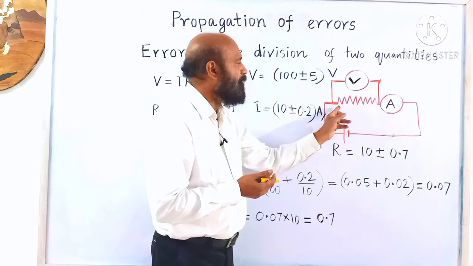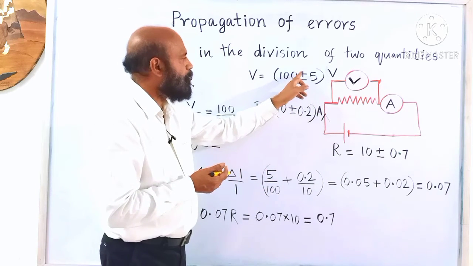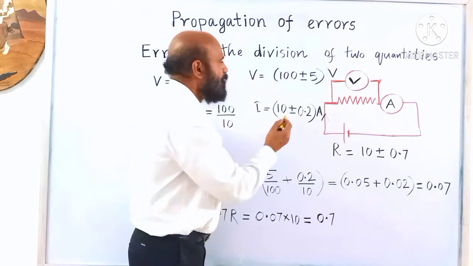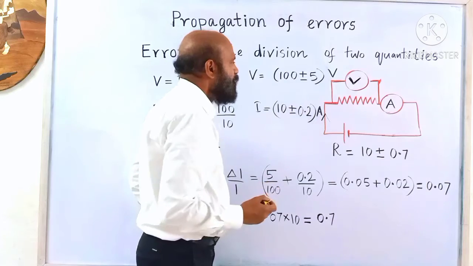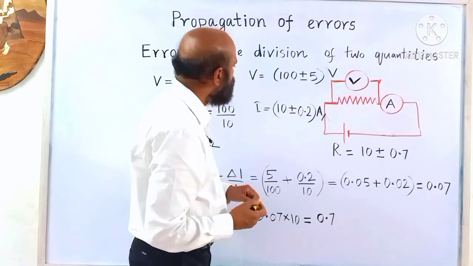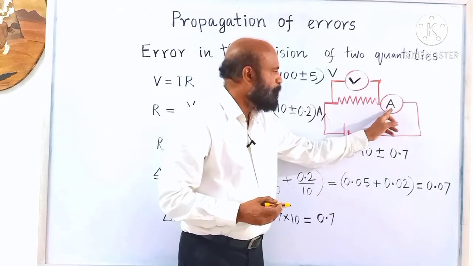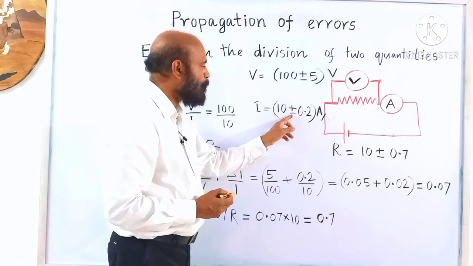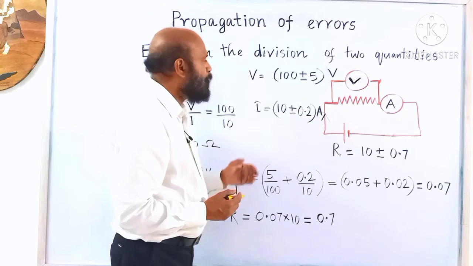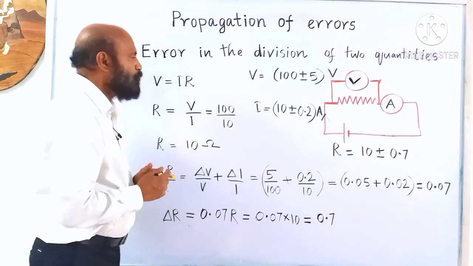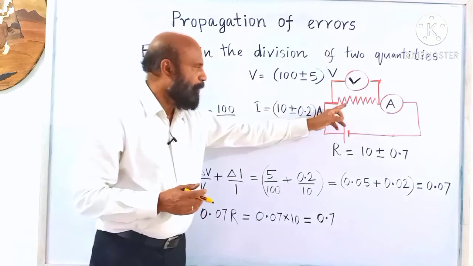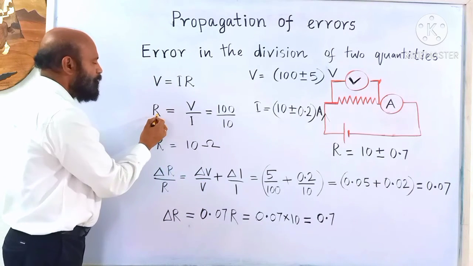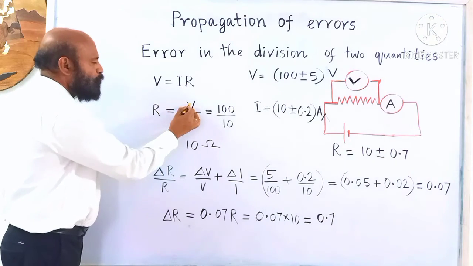Voltage across a wire is given to be 100 plus or minus 5 volt. That means in the measurement of voltage there is an error of 5 that is measured by the voltmeter. Then current flowing through this wire is measured by this ammeter. Current is given to be 10 plus or minus 0.2 ampere. We are using these values to determine the resistance of this wire. Then according to Ohm's law, V is equal to IR. After rearranging, R is equal to V by I.